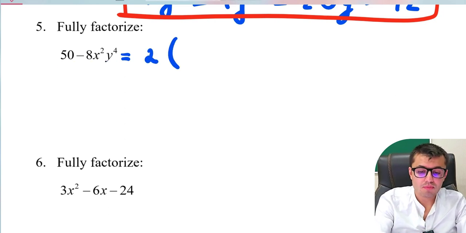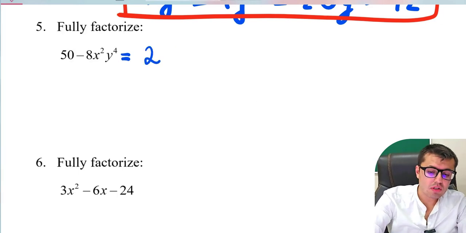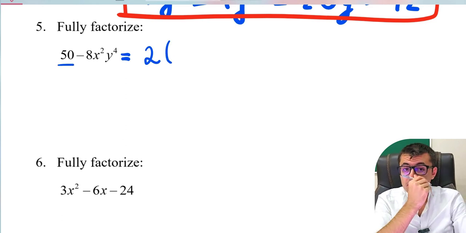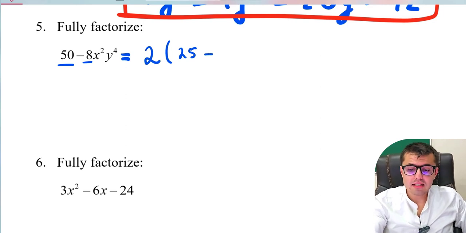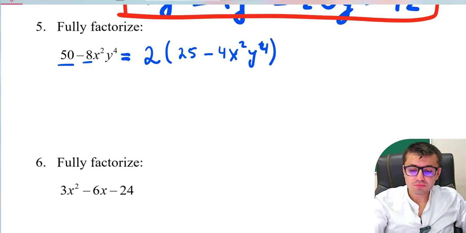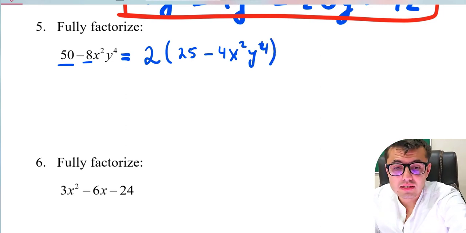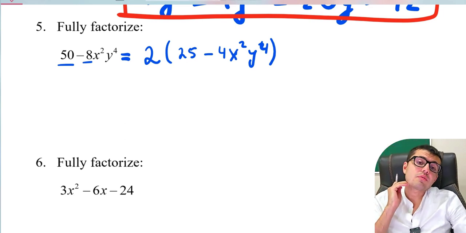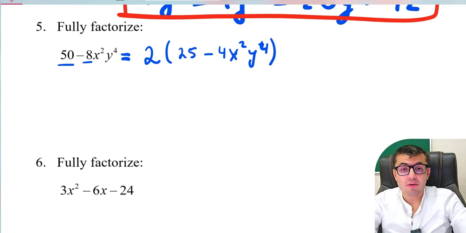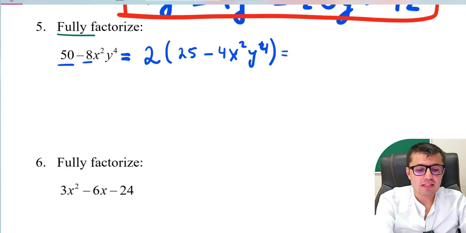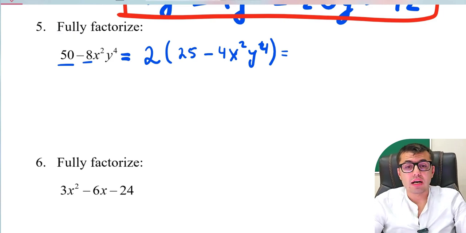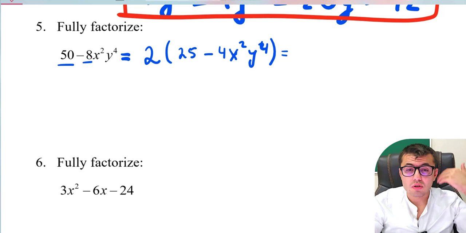Let's take out 2. Okay, let me decrease this size. So I take out 2. What's left inside? From 50, there is a 25 that is left, minus from 8, there is a 4 that is left. And I look at this and I need to decide if it's possible to factorize it any further. And it's possible if we use the formula, because it says fully factorized. Now I need to remember the formula.